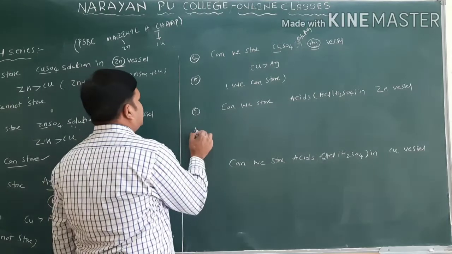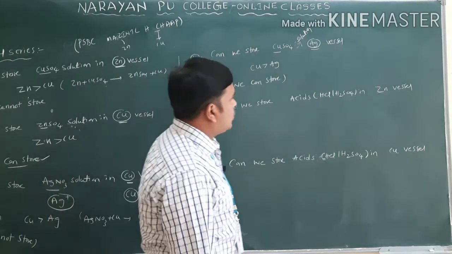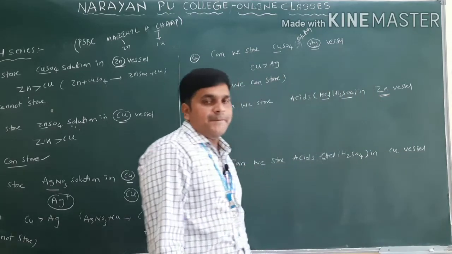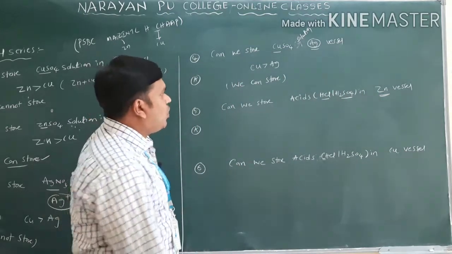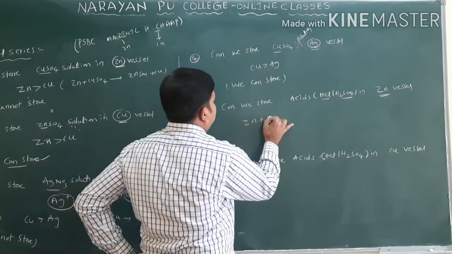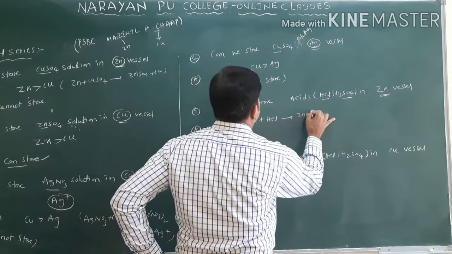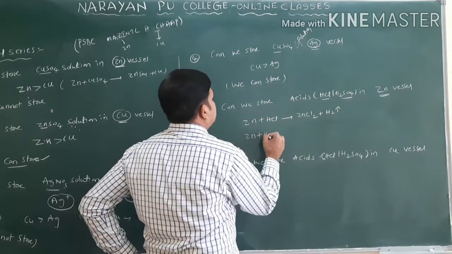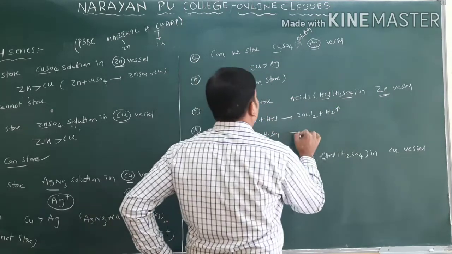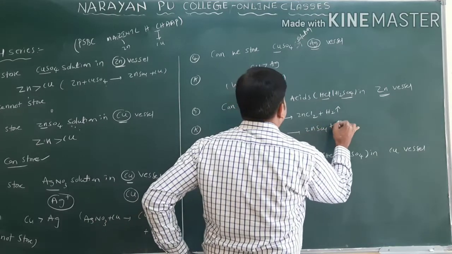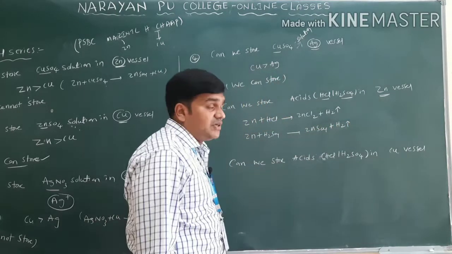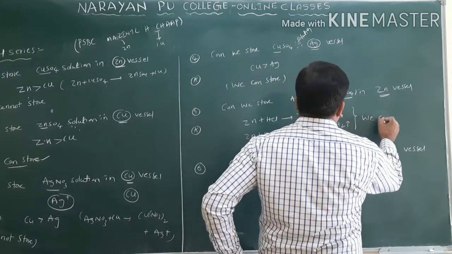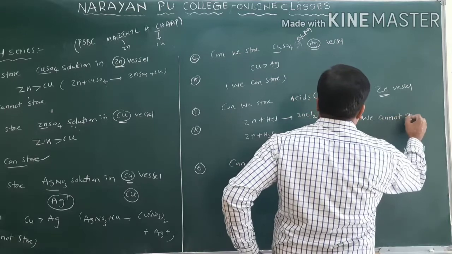Come to the next question. What is the next question? Can we store acids HCl and H2SO4 in a zinc vessel? If you write Zn plus HCl, then what happens here? It will give ZnCl2 plus H2. If you take Zn plus H2SO4, then what can you say here? Zinc sulfate plus here also hydrogen gas is liberated. So there is a chemical reaction that takes place. Then what is the answer? We cannot store.